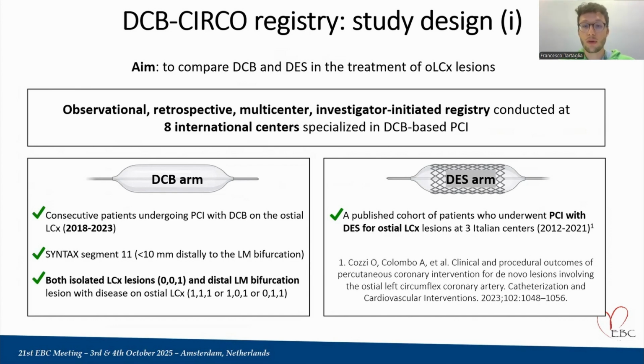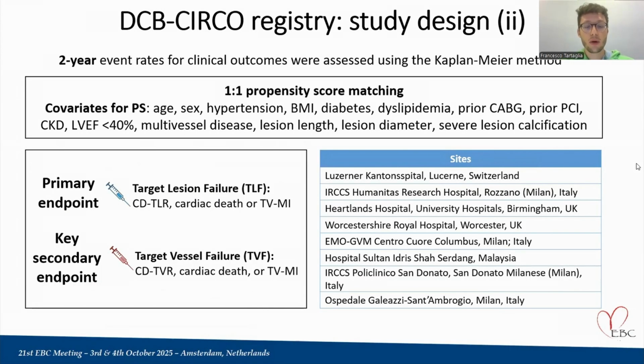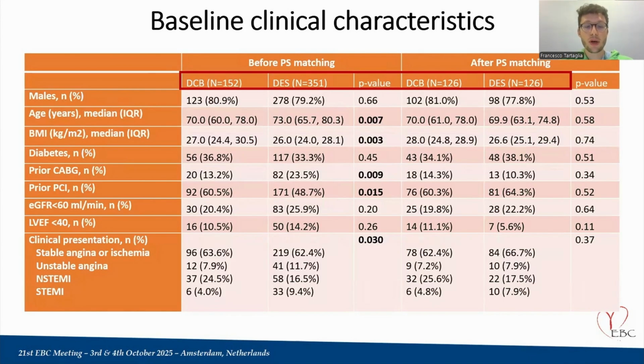In the DES group, we included an already published cohort of patients who underwent PCI with DES for ostial left circumflex lesion at 3 Italian centers from 2012 to 2021. We performed a one-to-one propensity score matching using both clinical and angiographic covariates, and our primary endpoint was target lesion failure as a composite of clinically driven target lesion revascularization, cardiac death, or target vessel MI. The key secondary endpoint was target vessel failure, and here you can see the centers that were included. We included 152 patients in the DCB group and 351 in the DES group.